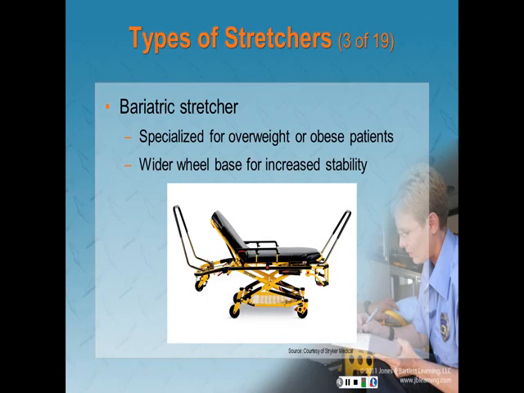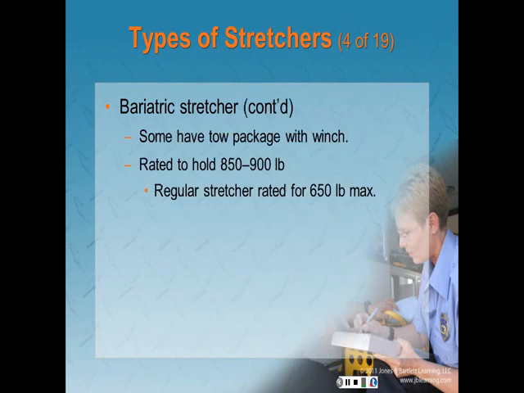A bariatric stretcher is a specialized wheeled stretcher for overweight or obese patients. These stretchers have a wider patient surface area and have a wider wheelbase, allowing for increased stability. Some are equipped with optional features such as a tow package, which allows for an ambulance-mounted winch to assist in loading the patient into the ambulance.